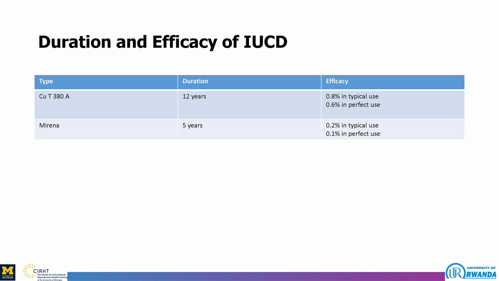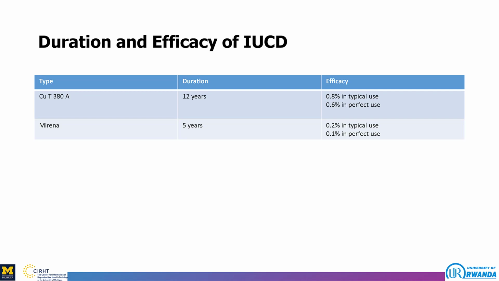The duration and efficacy of intrauterine contraceptive device depends on the type. If it is the copper T IUD, which contains 380A, the duration is about 12 years. And also the efficacy depends on the type of user. We have the typical users and we have the perfect user. The typical users are those that sometimes when they are using this method, they may change to other methods. But for those who are not consistent, the failure rate may be around 0.8%. But for those who are perfect users and are consistent in the usage, it is around 0.6%.